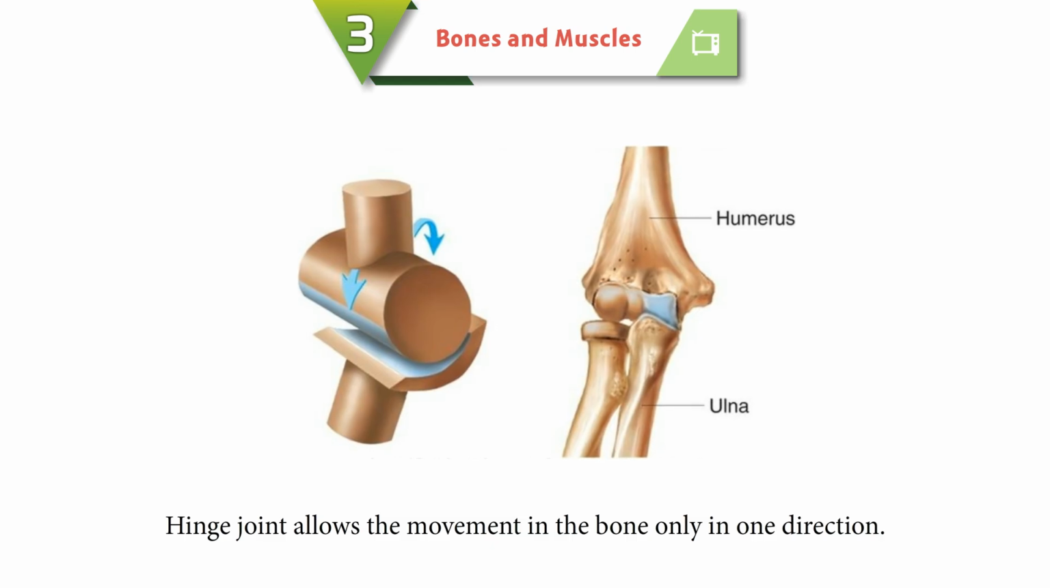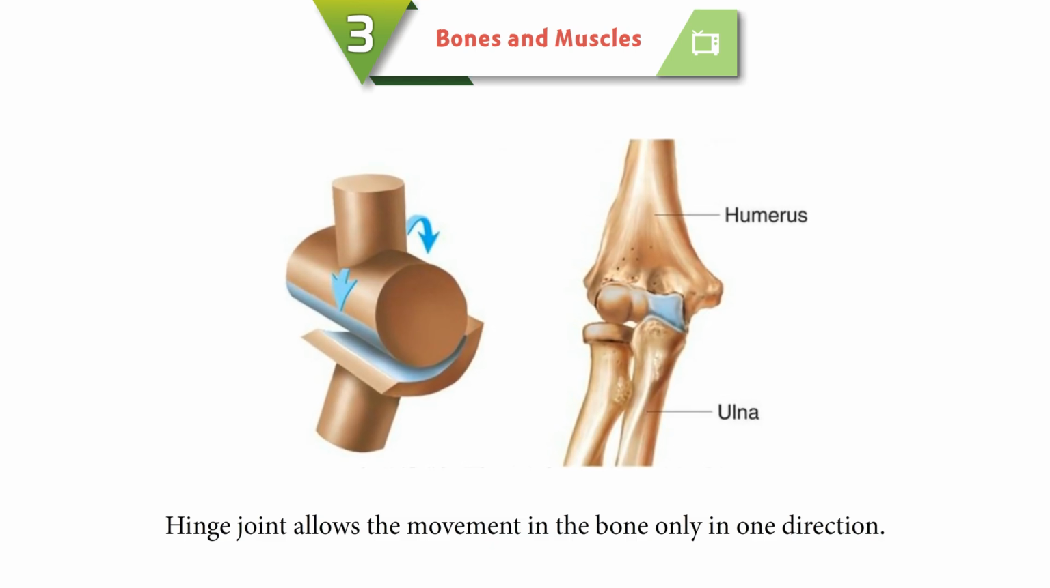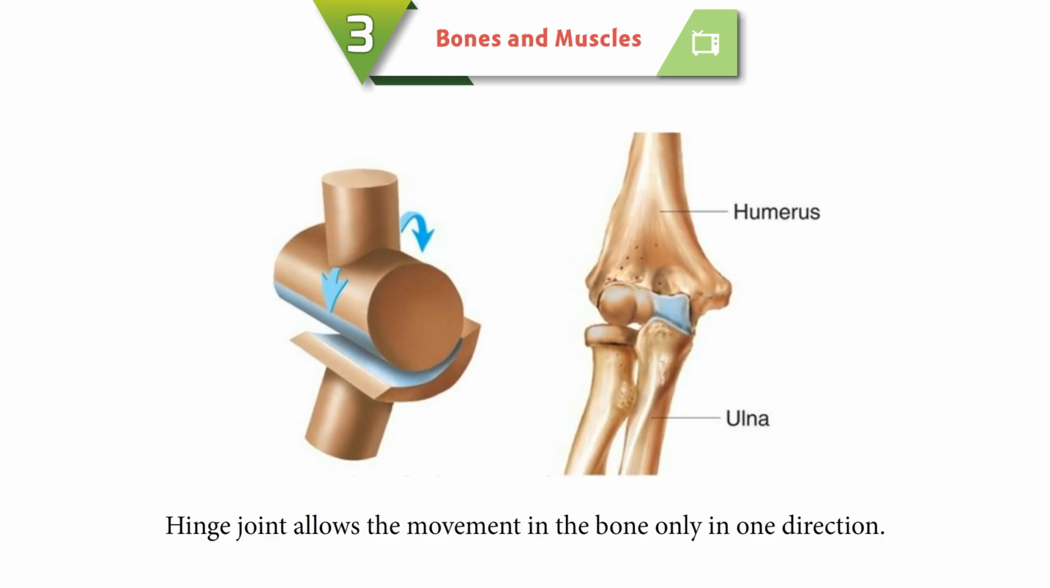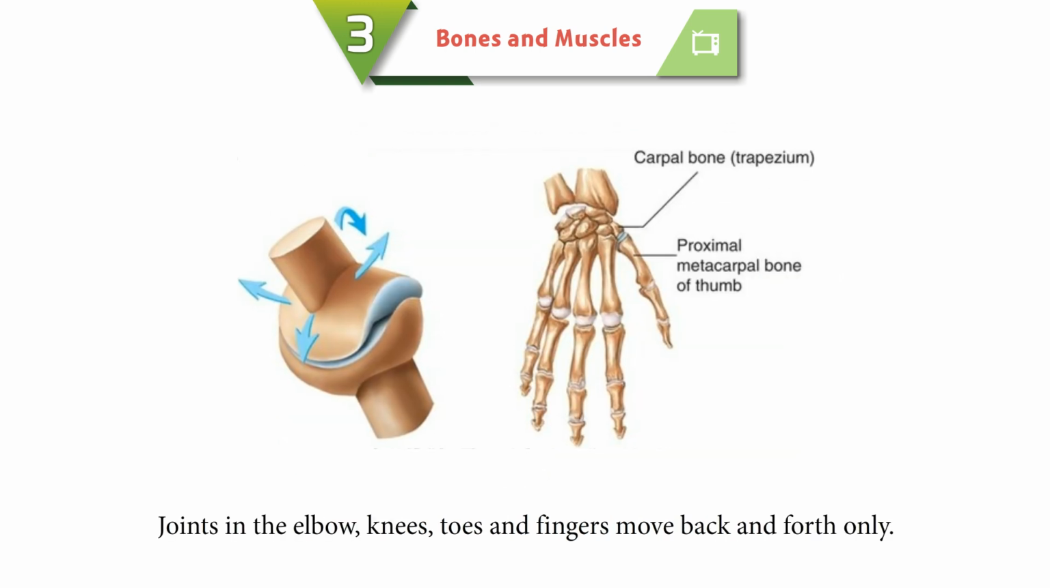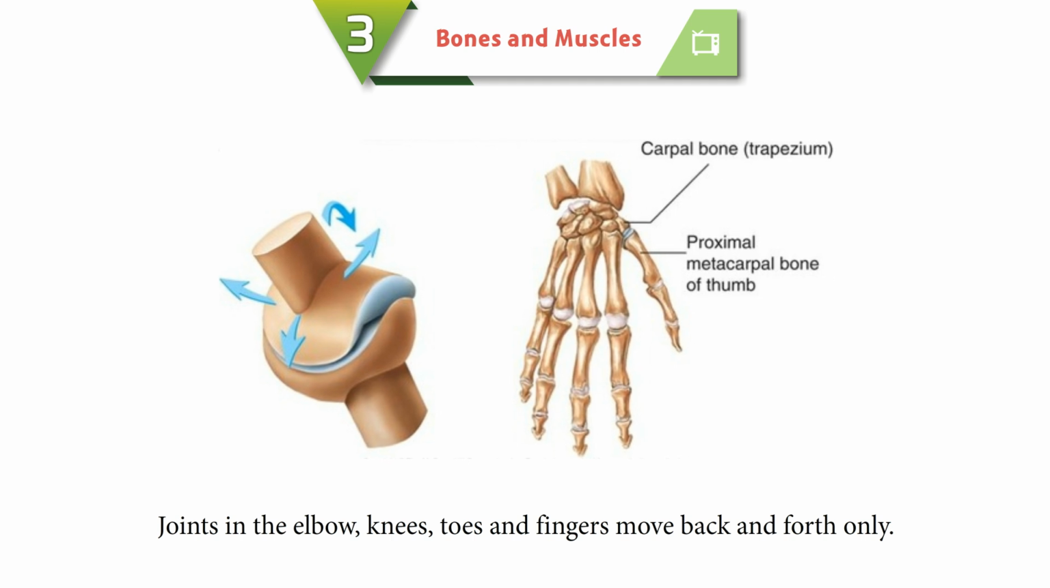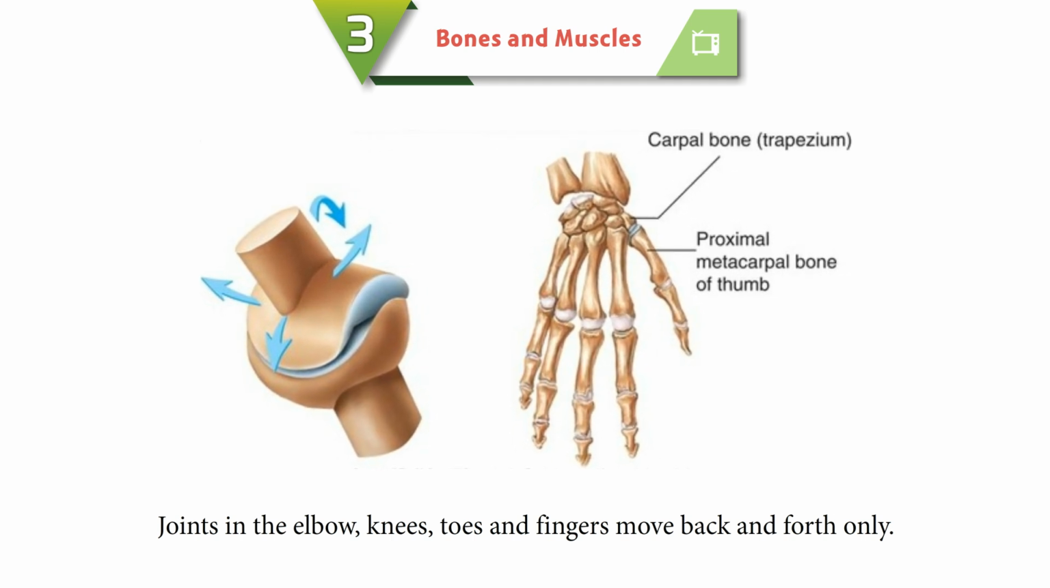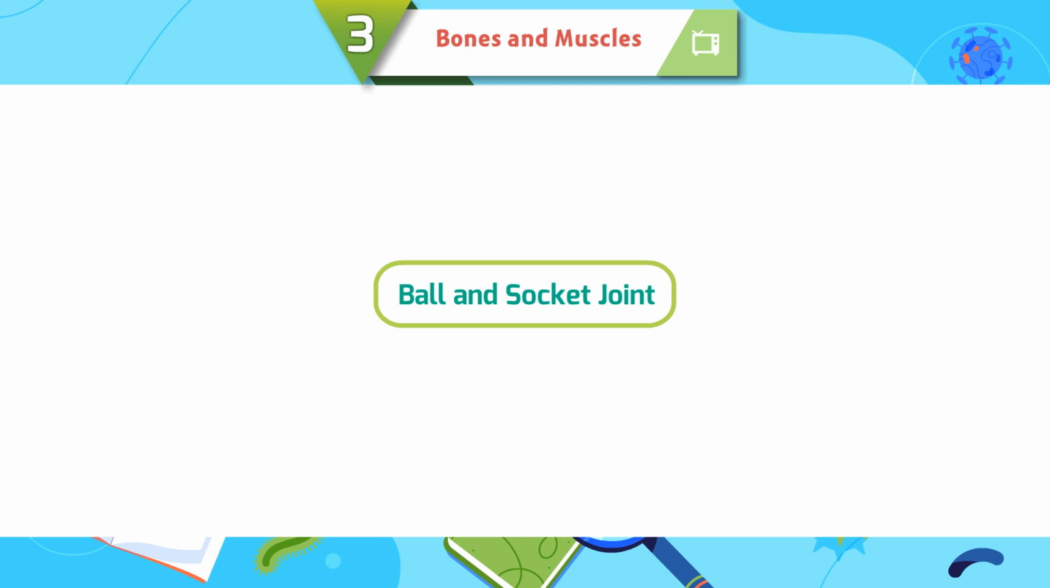Hinge joint. Hinge joint allows the movement in the bone only in one direction. It is just like the hinges in a door. Joints in the elbow, knees, toes, and fingers move back and forth only.